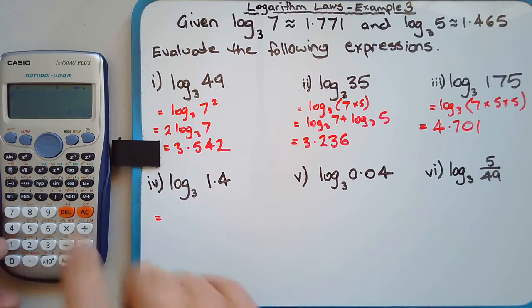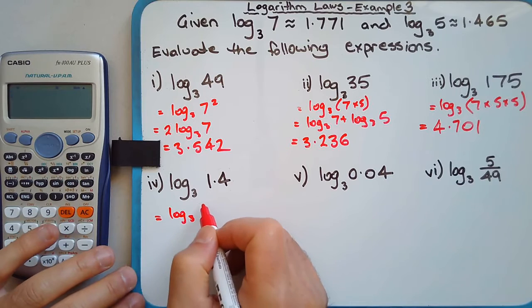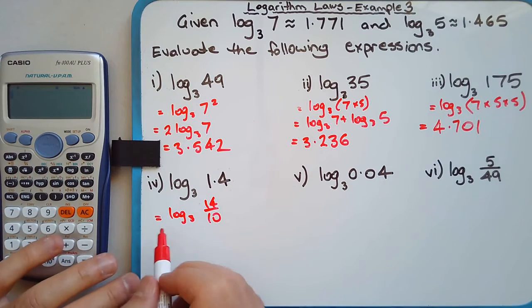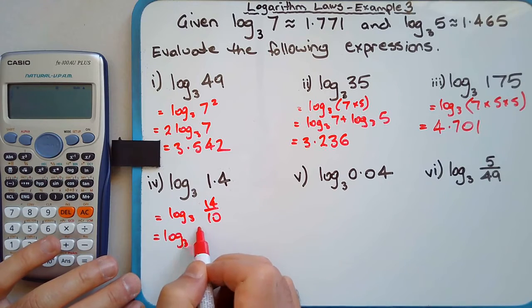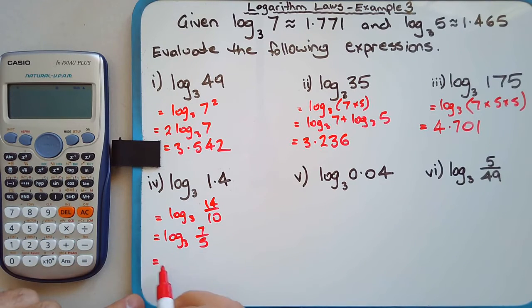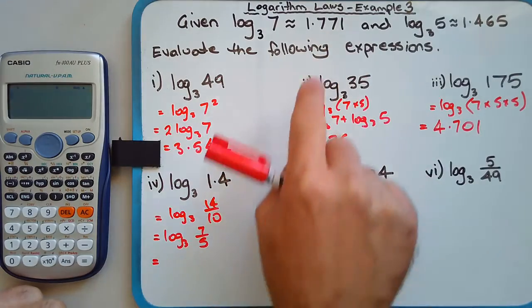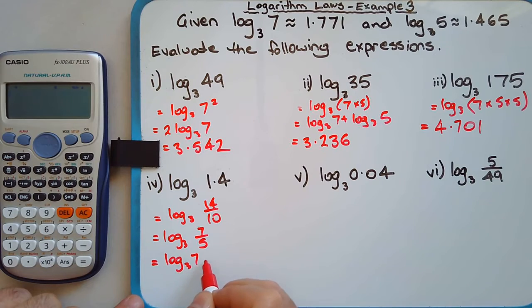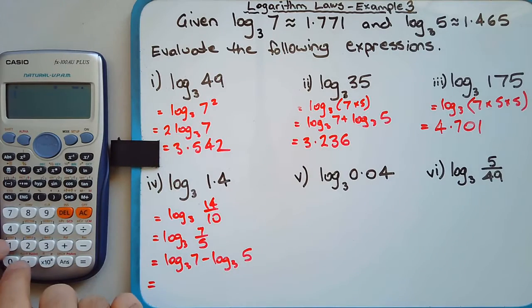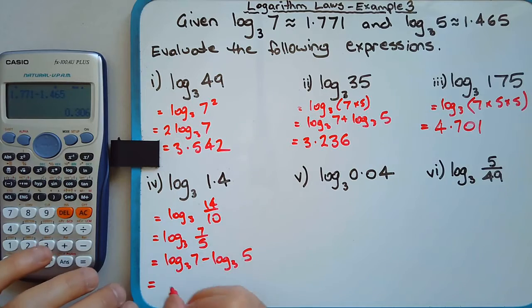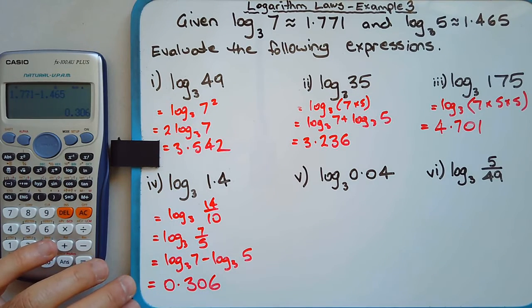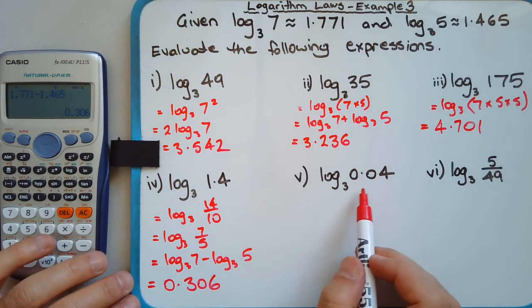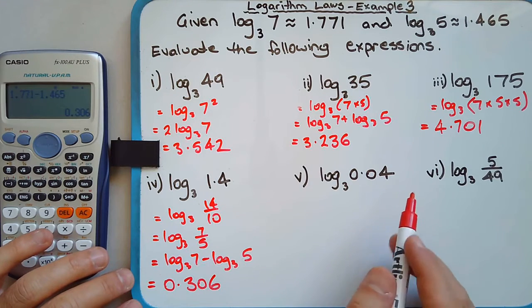Log base 3 of 1.4. Okay, 1.4, that's 14 on 10. And that's just log base 3 of 7 on 5. Log law number 2. So log base 3 of 7 minus log base 3 of 5. And using our definitions, 1.771 minus 1.465, and we get 0.306.